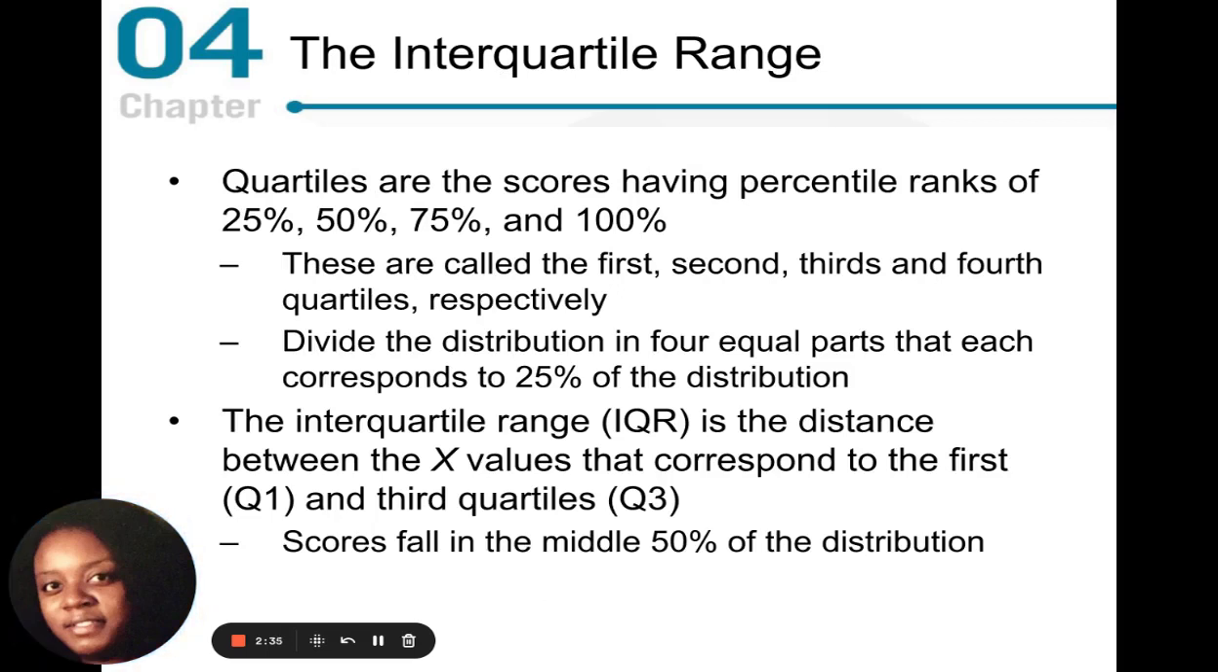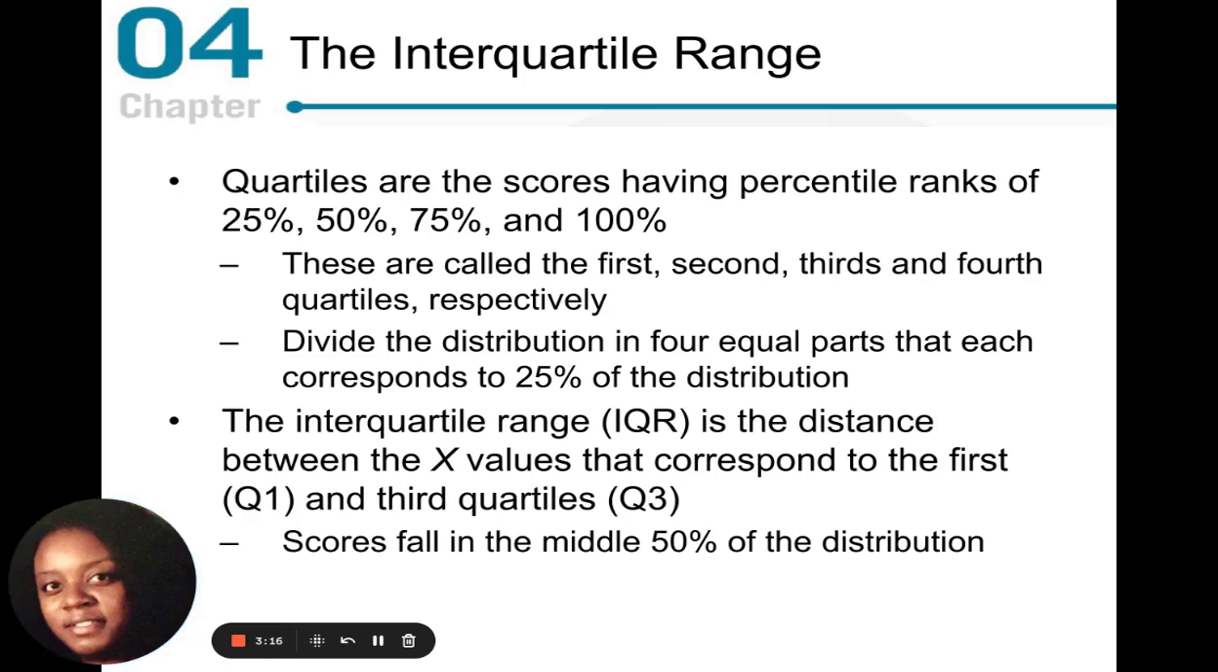Interquartile range is based on quartile scores, and they are the scores that have percentile ranks, such as 25%, 50%, 75%, and 100%. These are usually called the first, second, third, and fourth quartiles, respectively. So 25% would be the first quartile, 50% would be the second quartile, 75% would be the third quartile, and 100% would be the fourth quartile. These also help us divide the distribution into 4 equal parts that correspond to 25%.